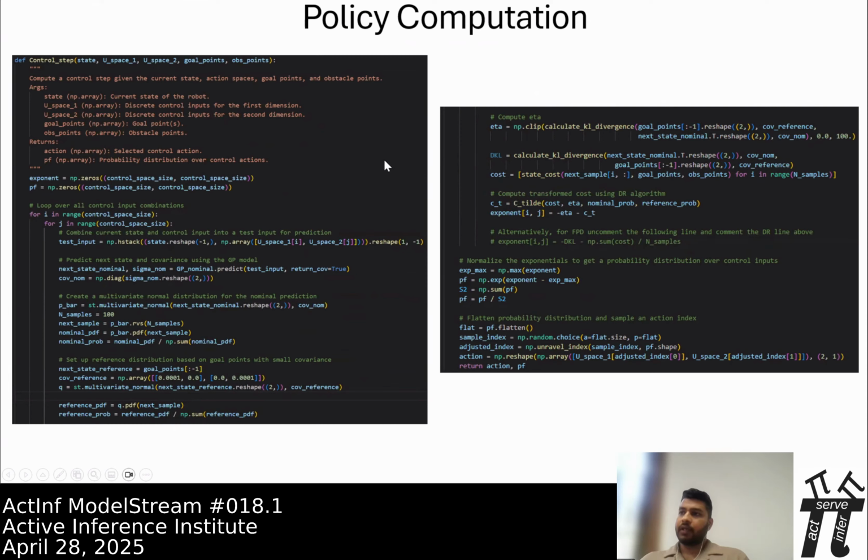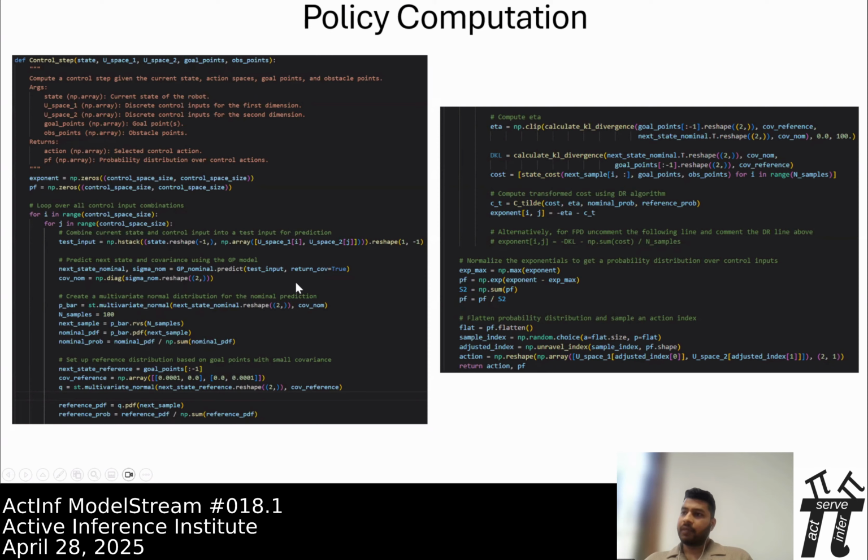So now, after computing the samples, I compute eta, the ambiguity radius. Again, the ambiguity radius, as mentioned before, is a KL divergence, and it is clipped between 0 and 100. I take 100 samples, and I compute the cost for all the next possible states.